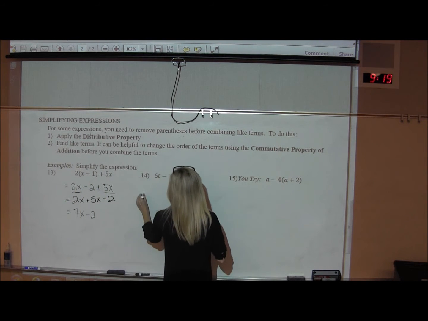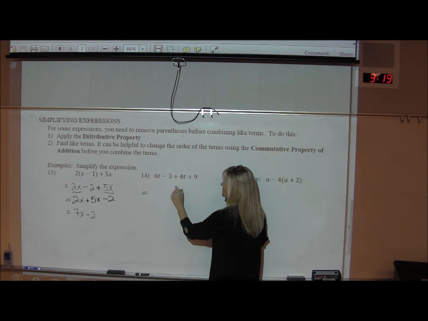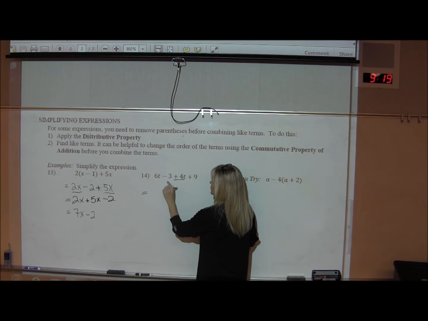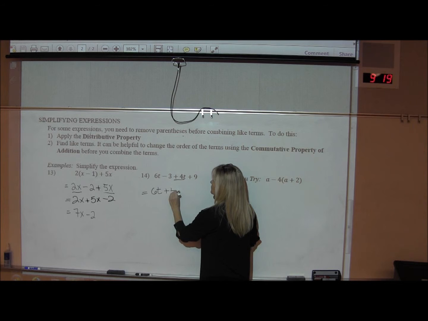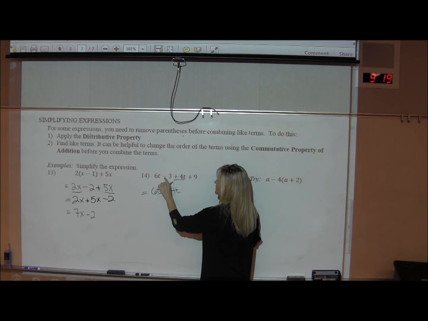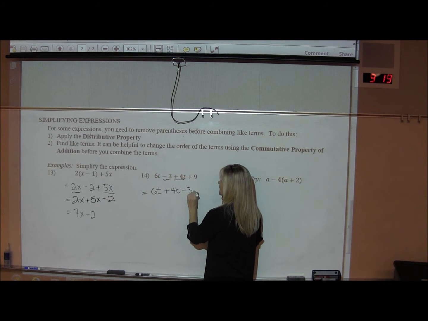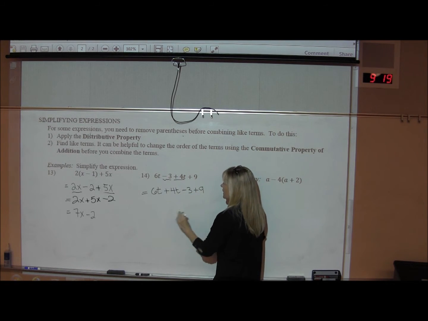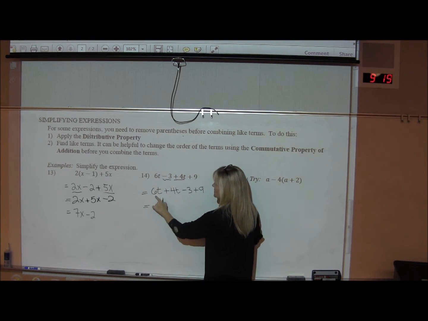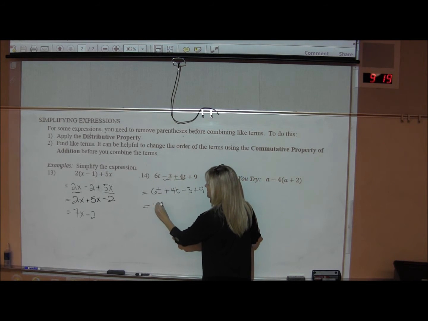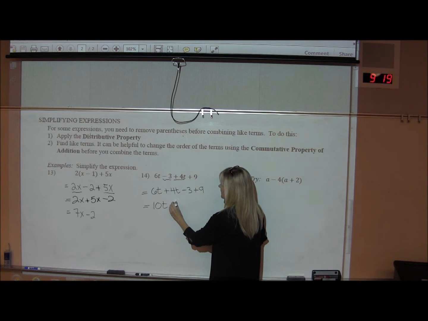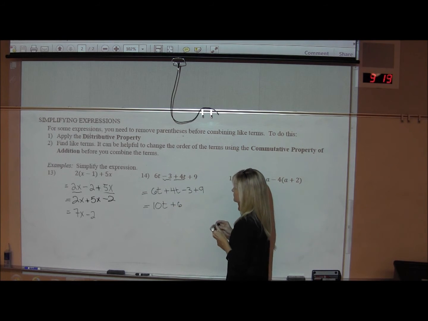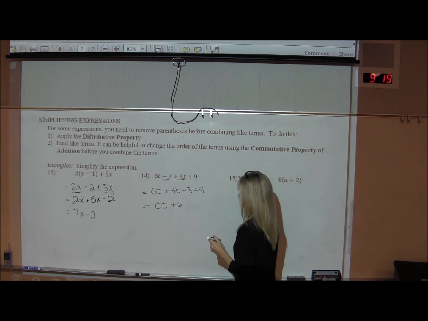Okay, so the same thing here. If you want to change the order, you could move this over. So it'd be 6t plus 4t. Now remember, this minus is part of that 3. So minus 3 plus 9. So then I can combine my like terms. The 6t plus the 4t gives me 10t. And these are like terms. Negative 3 plus 9 is 6. And then I'm done. So you give this one a try.